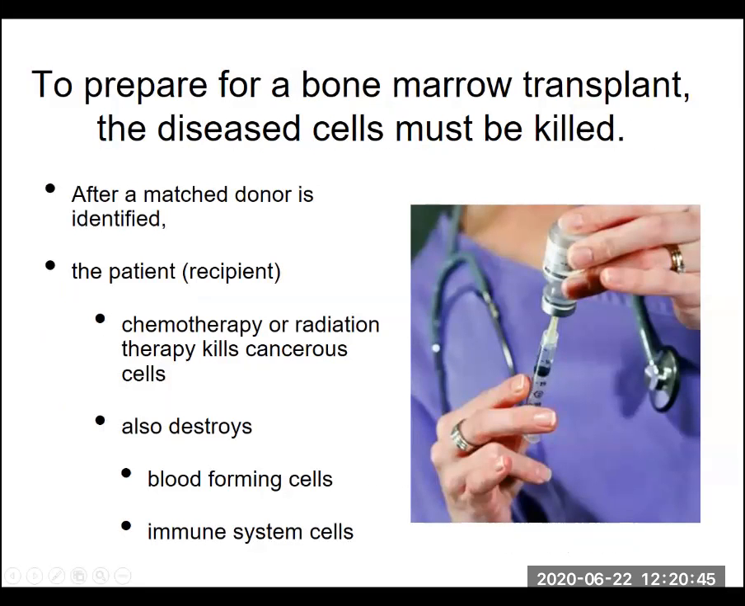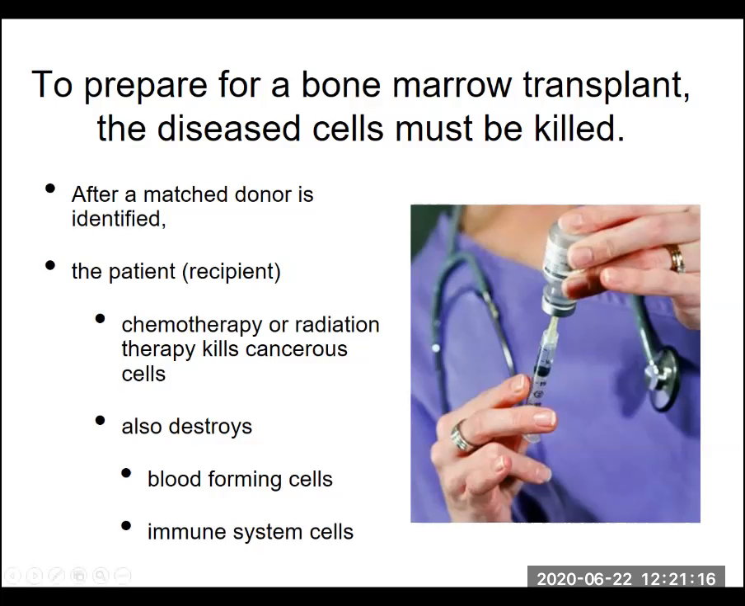Okay, so if we take a look at this, again, with the bone marrow transplant, generally what we're looking at is some type of cancer that's affecting these cells, so that after a donor has been identified, the patient has to get rid of all of those cancerous cells. And so these patients are often going to go through chemotherapy or radiation therapy that's going to kill the cancerous cells. It kills all kinds of other cells within the body. So it's a big hammer to treat this.